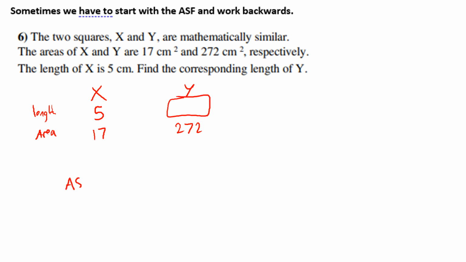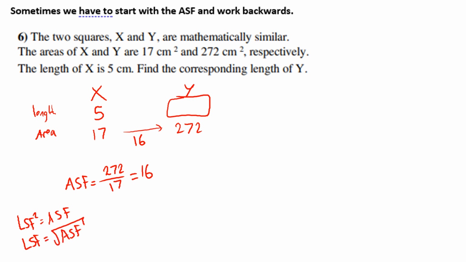So what we can actually calculate to start with is the ASF. That's the big area divided by the little area, and that is 16. Now, what we want to do is use that area scale factor to find the length scale factor. We know we times the areas by 16, and we also know that LSF squared is ASF. Now, if we wanted to work backwards, if we wanted the LSF, we would square root the ASF. So our LSF is equal to the square root of 16 is equal to 4. And that means to get to the new lengths, we times by 4. So our corresponding length of y, 5 times 4, would be 20.